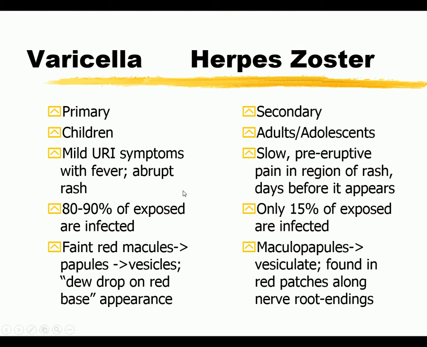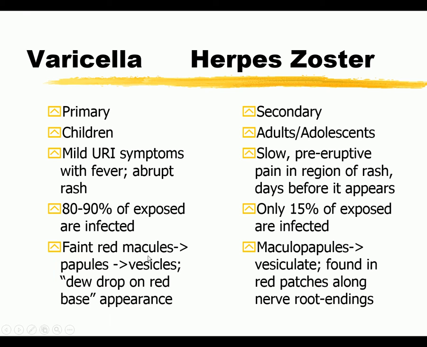All right, varicella versus herpes zoster. We know that varicella or chickenpox is the primary and shingles is the secondary infection. The chickenpox mainly affects children, where the shingles is adults and adolescents. This one has usually upper respiratory infection symptoms, fever, and abrupt rash, where this one's more slow rash and you actually start to have pain several days before a rash even appears. And sometimes you can have shingles without the rash full-blown breaking out. Here, with chickenpox, 80 to 90% of those exposed become infected, where the infection rate's only 15% from shingles. So people that think shingles is highly contagious, no, but chickenpox is.